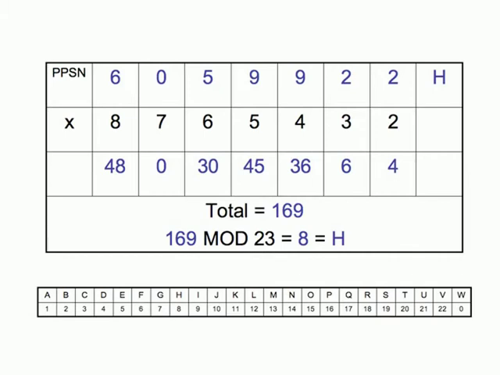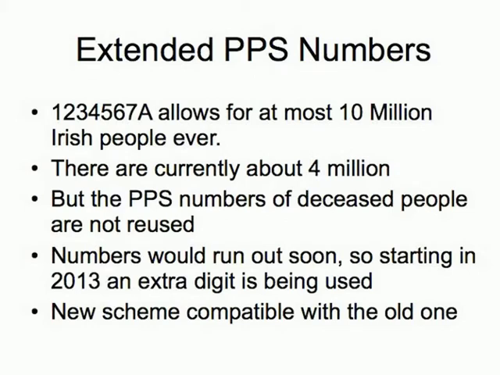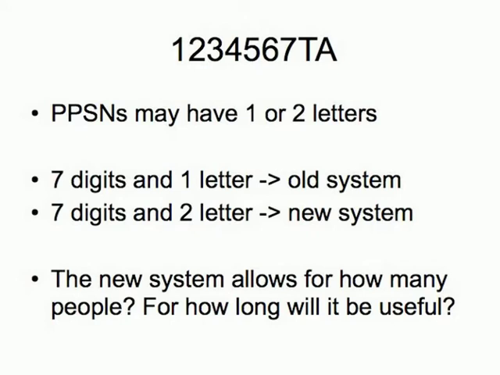This PPS numbering system allows for a maximum of 10 million different people. In Ireland at the moment there are approximately 4.5 million. But the numbers of dead people aren't reused, so every new Irish person needs a new number. There are roughly 50 to 60,000 babies born in Ireland every year. If we continue to use this system, we would eventually run out of numbers. So from 2013, new numbers issued have 2 letters. So this in theory allows for 260 million Irish people.